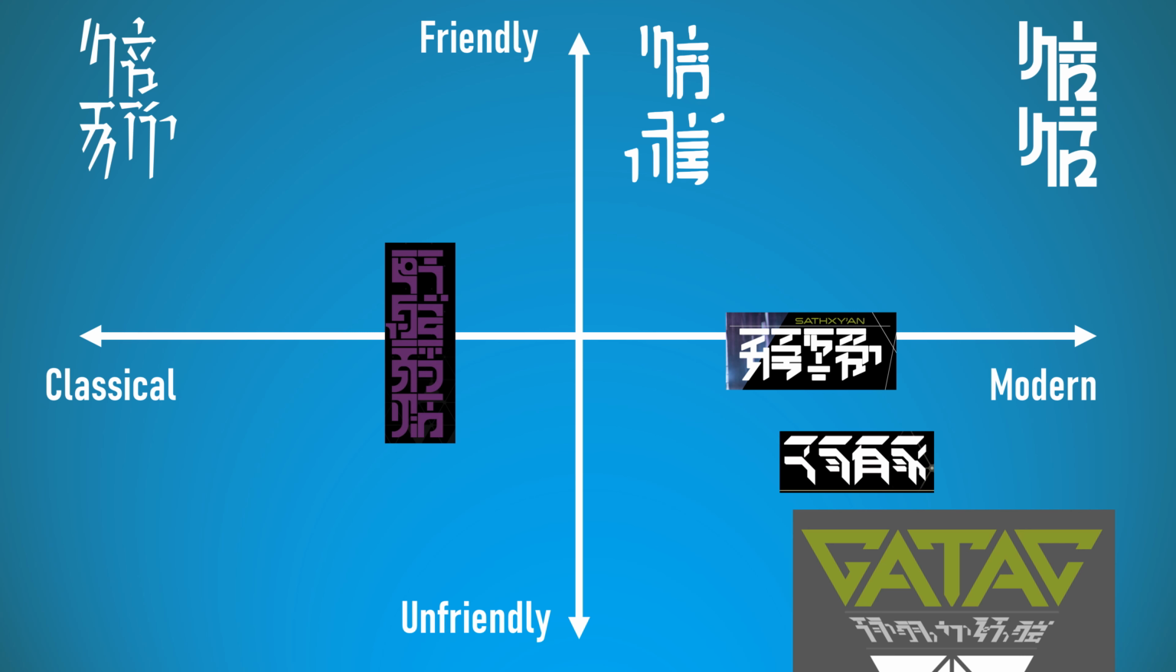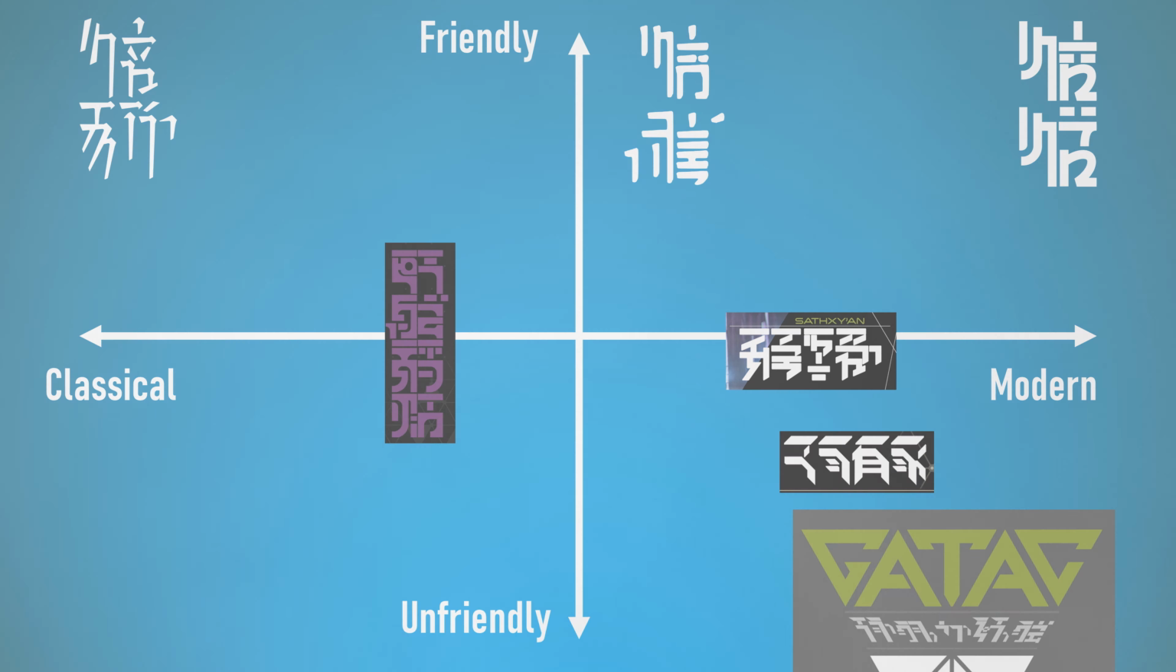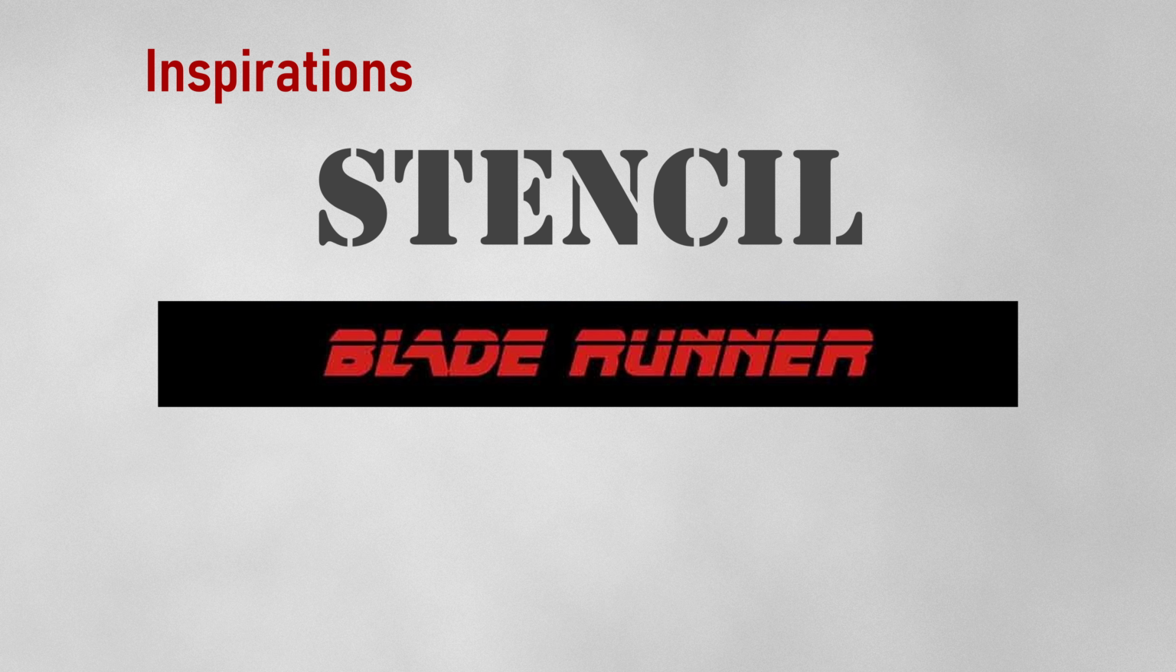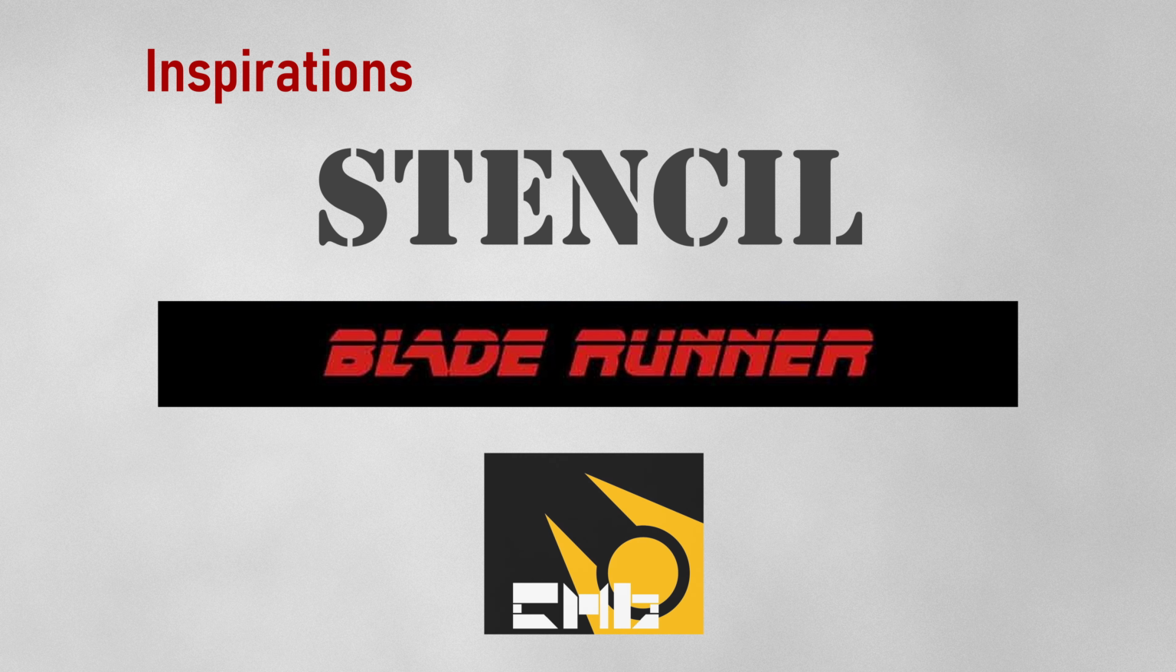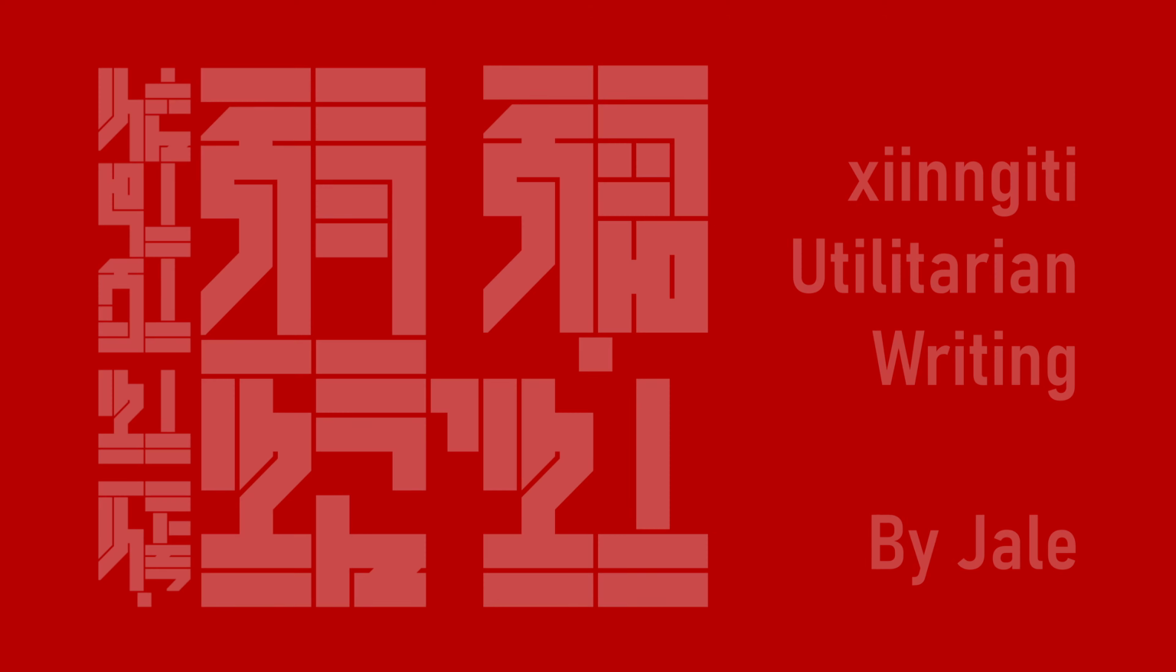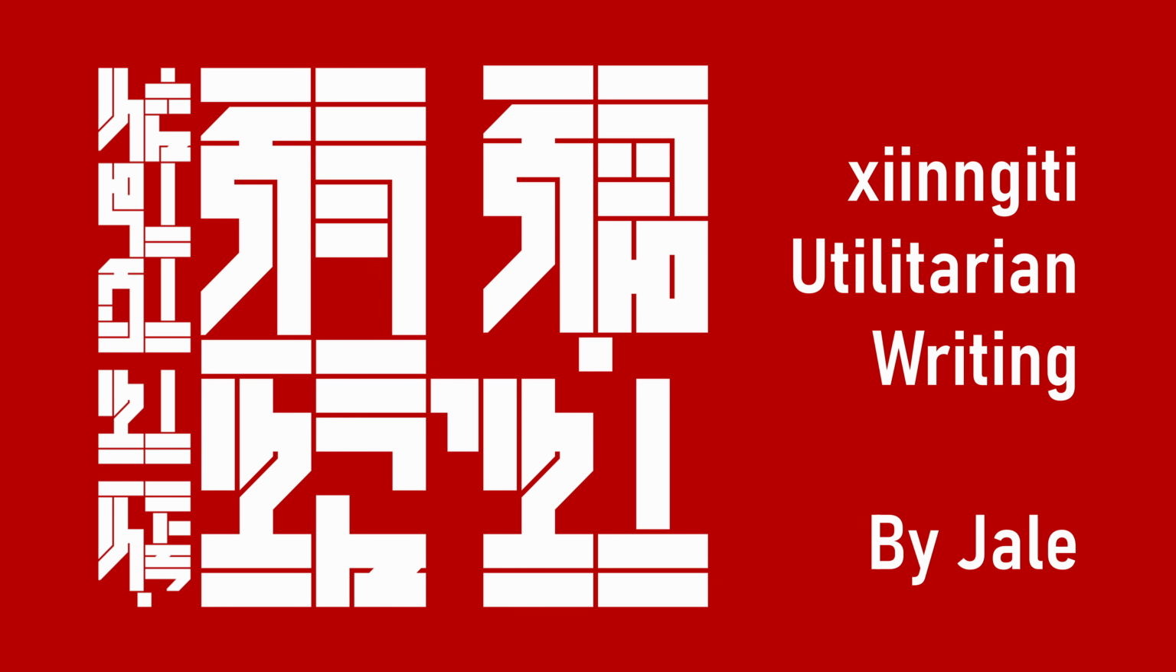While exploring Xi'an letterforms, I decided to try and make a typeface that would fill as much space as possible. I was inspired by fonts like Stencil, angular blocky lettering from sci-fi posters like Blade Runner, and the Combine logo and writing from Half-Life 2. The resulting typeface, which I call Xi'ingiti, or utilitarian writing, is extremely angular and imposing. It's very visible where it is written, but not necessarily comfortable for a human to read.